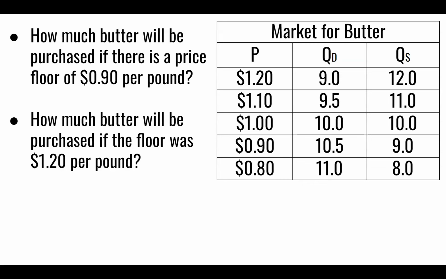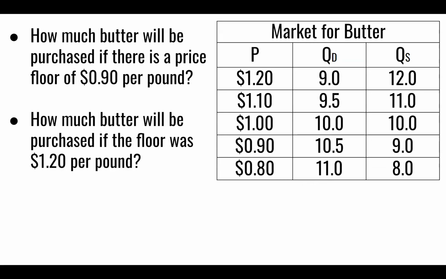One classic thing that the AP likes to do is to ask you a question about a price ceiling or price floor, and you have to make sure that it's actually doing something, right? Is it effective? Is it accomplishing what it's set out to do? So in this market for butter, if I asked how much butter would be purchased at the price floor of 90 cents per pound, a price floor is to stop the price from falling below 90 cents. Well, if I look at the market, I can see that equilibrium price is $1 because the quantity demanded equals quantity supplied. So the price is $1.